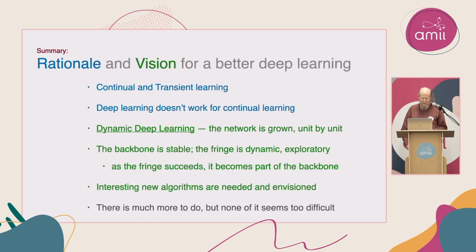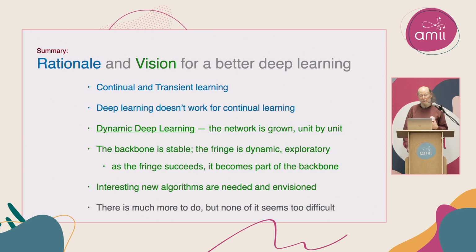To make sure I'm saying all the important things, I try to give a summary around the very first slide. So as I said, it's a rationale and a vision. The rationale is in blue, the vision is in green, for better deep learning. I'll talk about what I mean by a better deep learning, and in particular how I'm going to focus on continual learning as opposed to the normal kind, which I'll define as transient learning. And then I'll talk about how deep learning doesn't work for the continual learning case. The better deep learning, there's a name I'm offering for it. It's dynamic deep learning. I just thought that up a couple days ago. We'll see how it works.